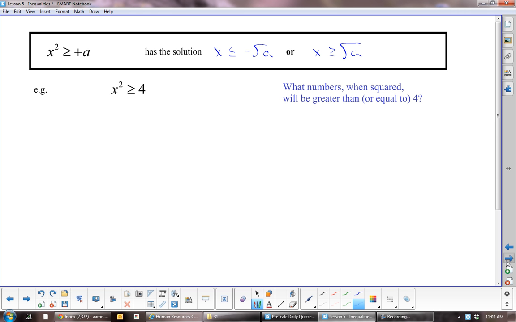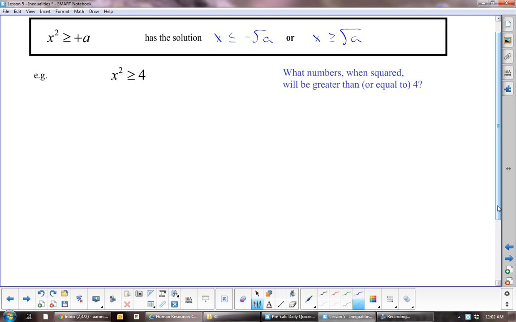Okay, and let's illustrate that by an example. Now x squared is greater than 4. So we could just look at natural numbers, like 2, 3, 4, 5, 6, right? Those will work. Negative 2, negative 3, negative 4, negative 5, negative 6. So x would have to be greater than or equal to the square root of 4, which is 2, and x would be less than or equal to negative square root of 4, which is negative 2.